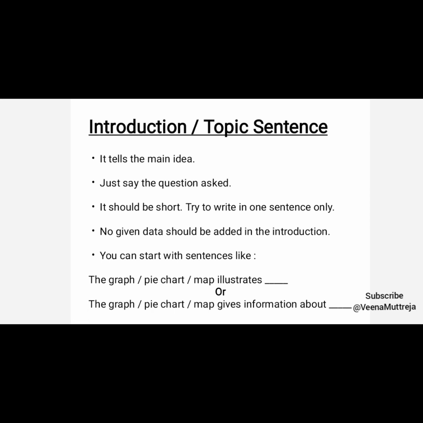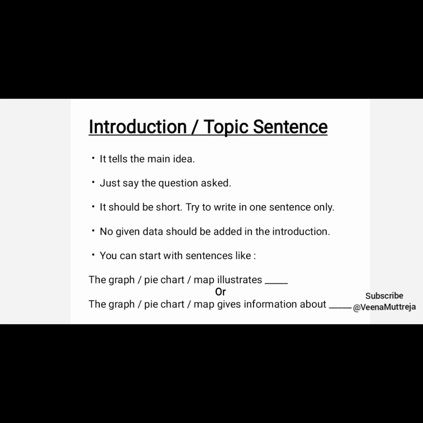First is introduction, or you can say topic sentence. How to write it? It tells you the main idea. What you want to write in your paragraph, you are to write here. Just say the question asked, meaning you are to take the statement from the question itself. It should be short. Try to write in 1 sentence only. No given data should be added in the introduction. This is the most important point. Whatever data is given to you, you are to add it in the body part. Don't add any data in introduction.